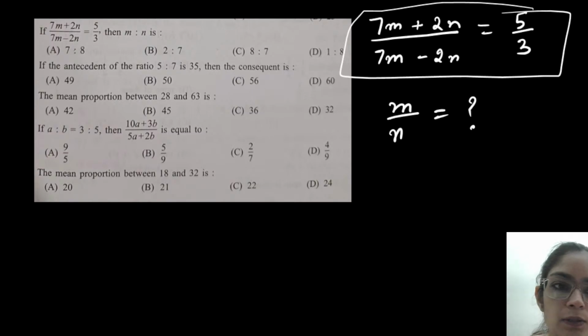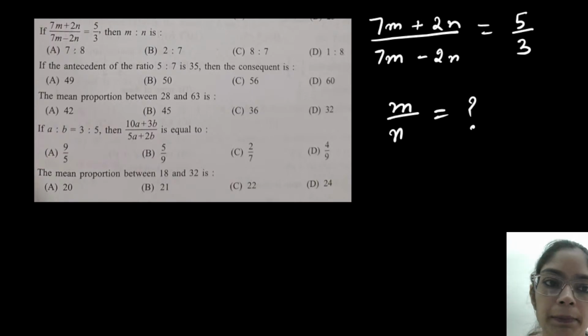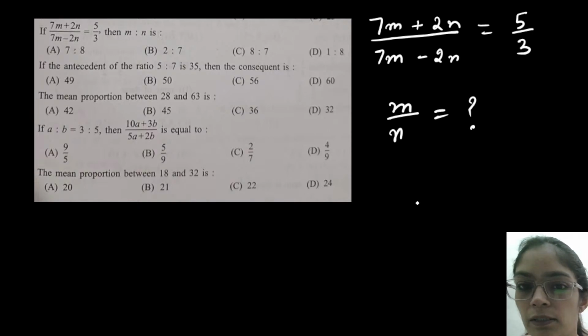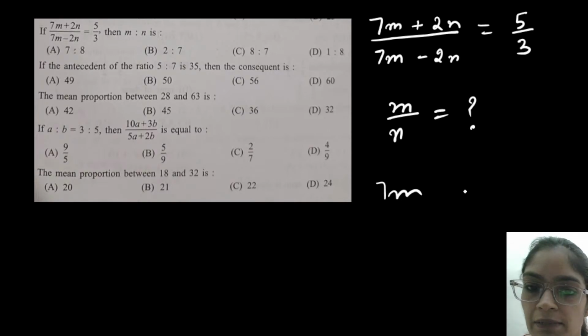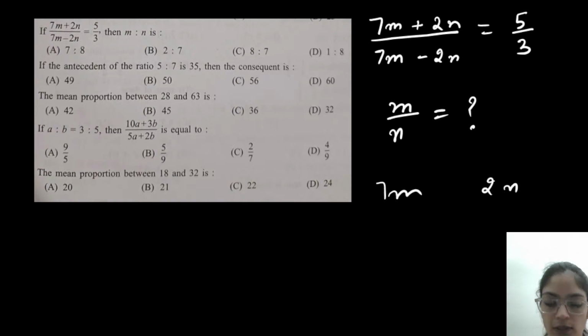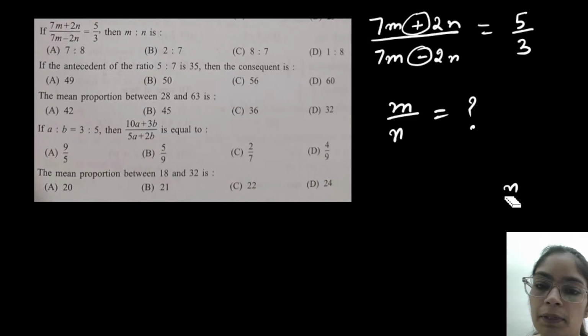Why? I will tell you one thing. Whenever same numbers are there in numerator and denominator, so you have 7m and you have 2n in numerator also and denominator also, with numerator plus and denominator minus, same numbers with opposite sign, that time you remember the property which you have to use is componendo and dividendo. It's always fixed. Yes, so most of you are telling me componendo and dividendo.